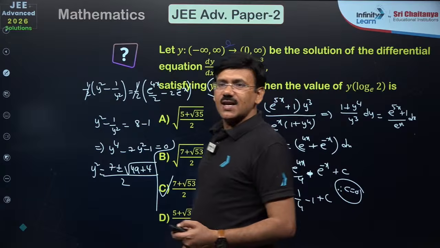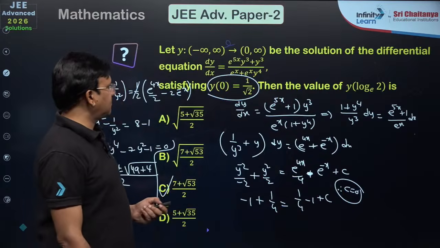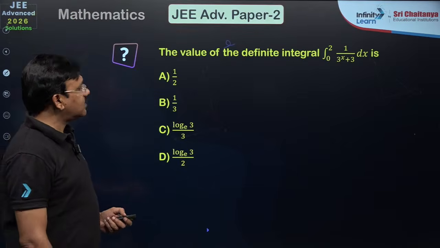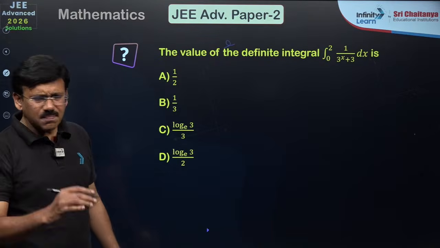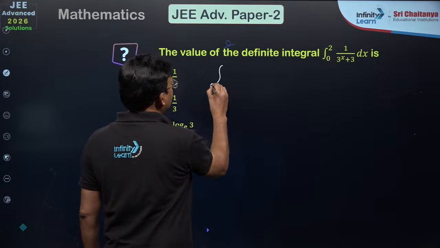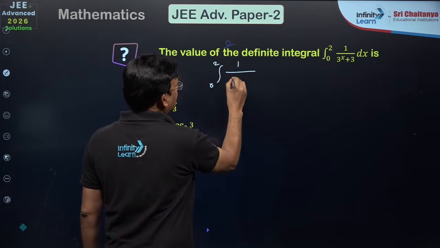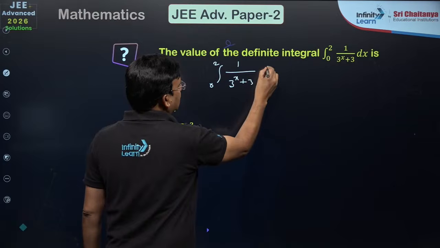Can't I say that this is a JEE Mains level question? Yes. Next, you see the fourth question: the value of the definite integral from 0 to 2. It's a simple question. So integral 0 to 2, 1 by (3 power x plus 3) dx.